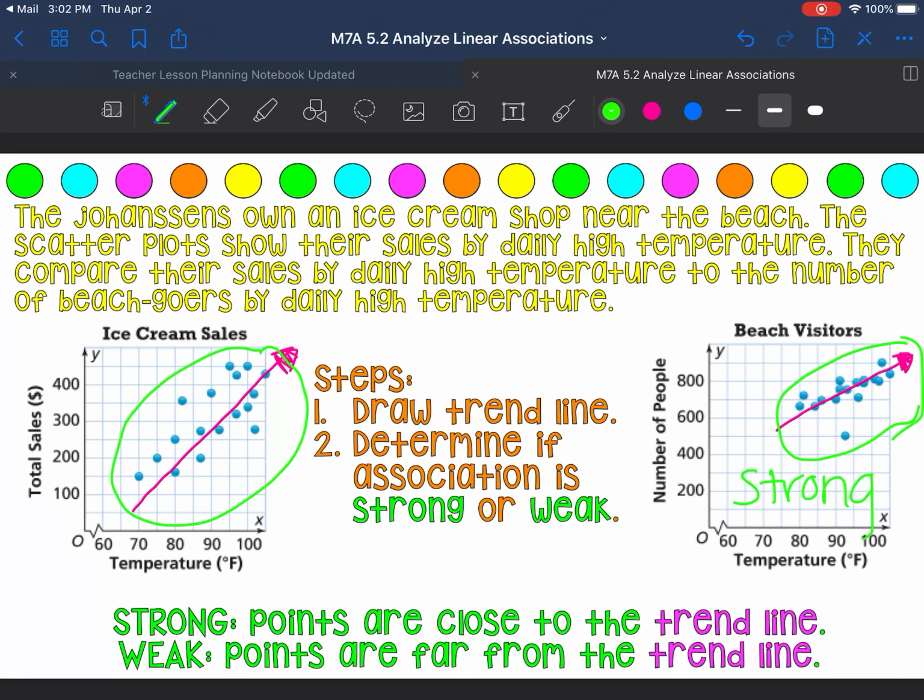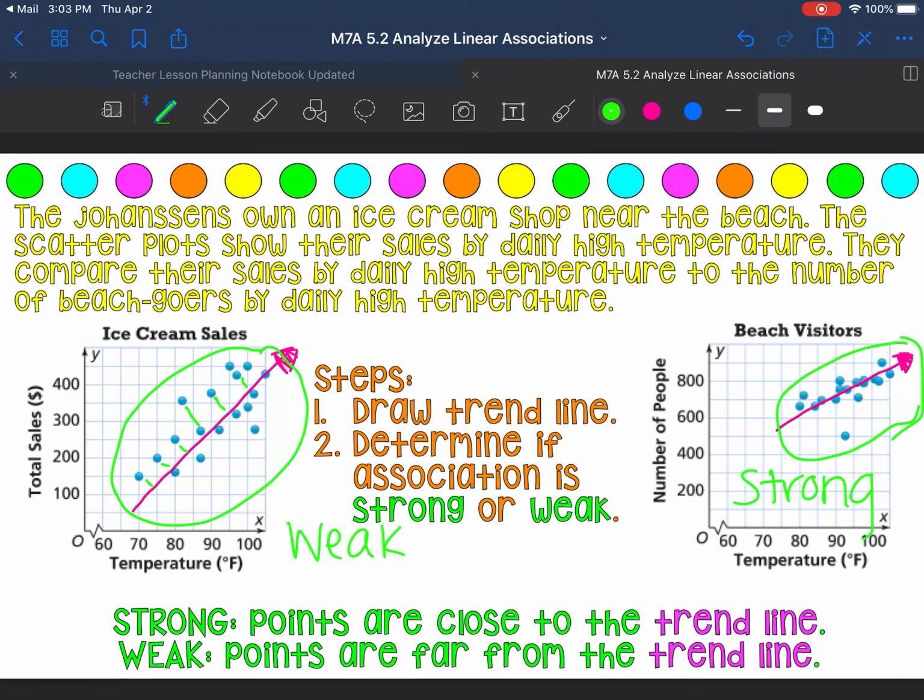But if we come over here to our ice cream sales, you can see how they're all kind of spaced out kind of far. I mean, some of them are really spaced out. That means that it is a weak association, okay? So it's weak. Your best kind of trend line that you want would be a strong trend line. A weak one is going to say that there may be some possible outliers, whereas a strong trend line tells you that everything is good, it's super close. That's what you more want if you're from a business standpoint.